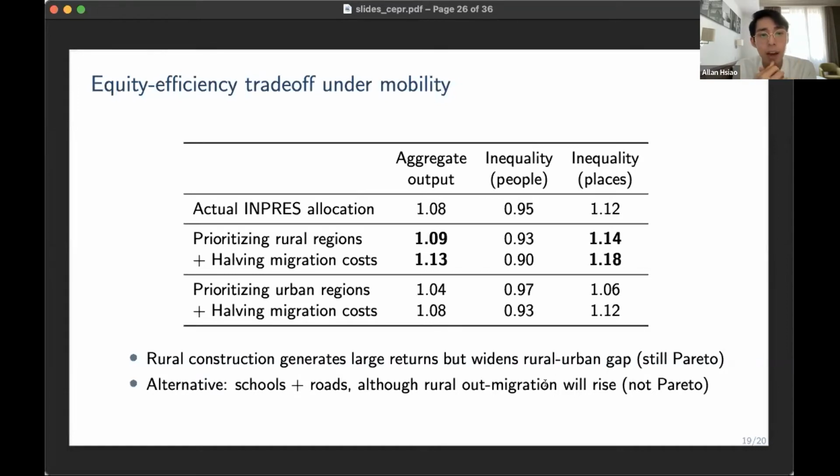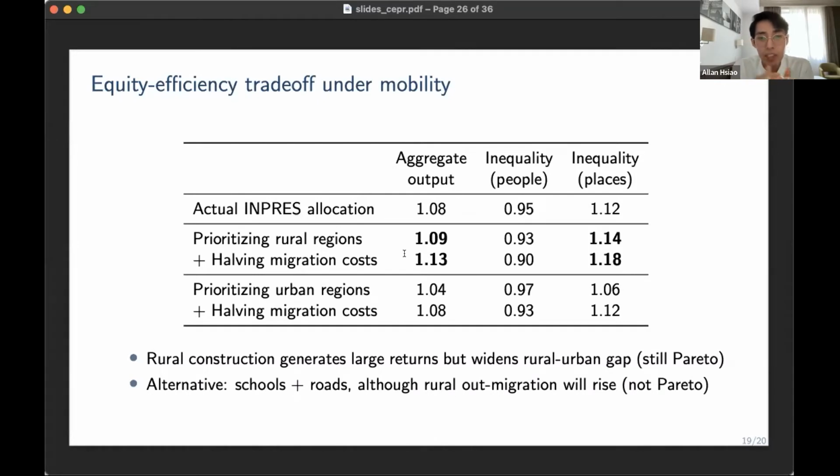In particular, what I have in mind here is thinking about targeting both schools and roads. Suppose we target more rural regions. Based on what we've talked about so far, that's going to give us big returns. I'm going to find that the returns in terms of aggregate output go up by prioritizing rural regions with high marginal returns. But as I said before, inequality goes up. Importantly, it's still a Pareto gain, because those rural regions are better off.